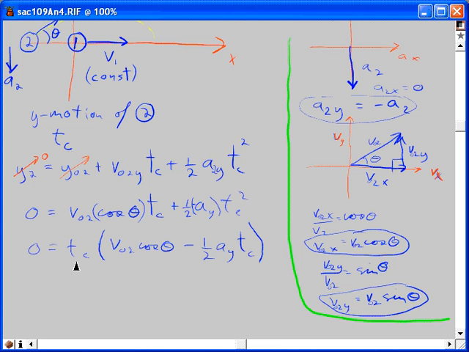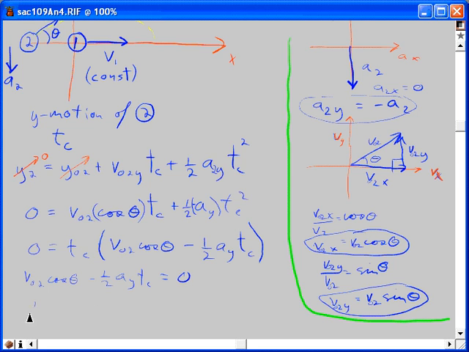Now, this is 0 if Tc is 0, which just means that one of the times when y2 is 0 is time 0, but we knew that. That's where the particle started. And it's also 0 if this other multiplicand is 0. So let's set that second multiplicand equal to 0 and find the later Tc, the one that's relevant. So v02 cosine of theta minus 1/2 Ay Tc is equal to 0. That solves the equation for the case where the second multiplicand is 0.